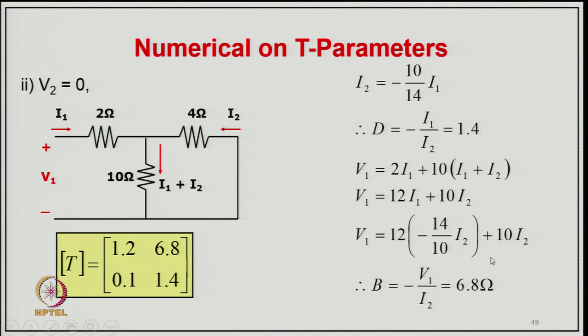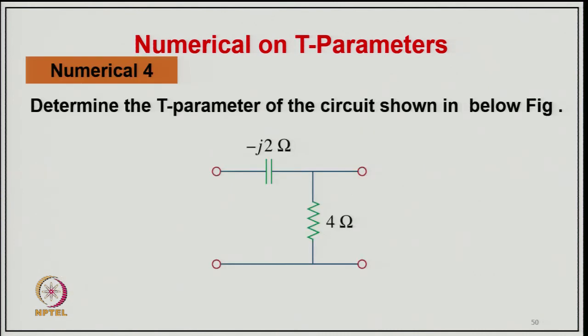So, we can say B equal to minus V1 upon I2 equal to 6.8 ohm, and the combined parameters virtually come here as 1.2, 6.8, 0.1 and 1.4, the T parameters of this T network or equivalent.